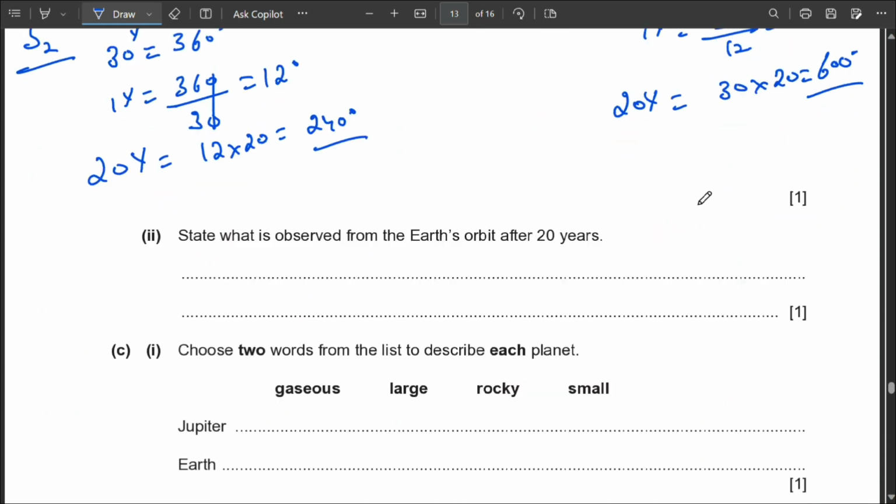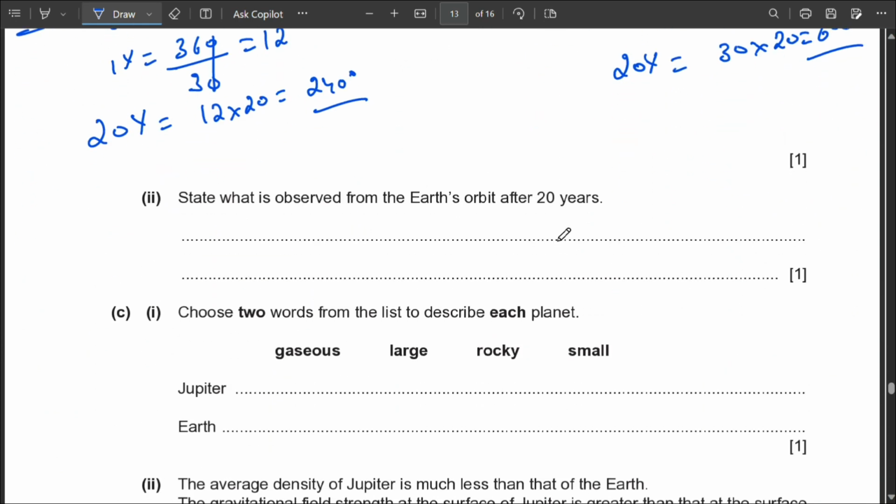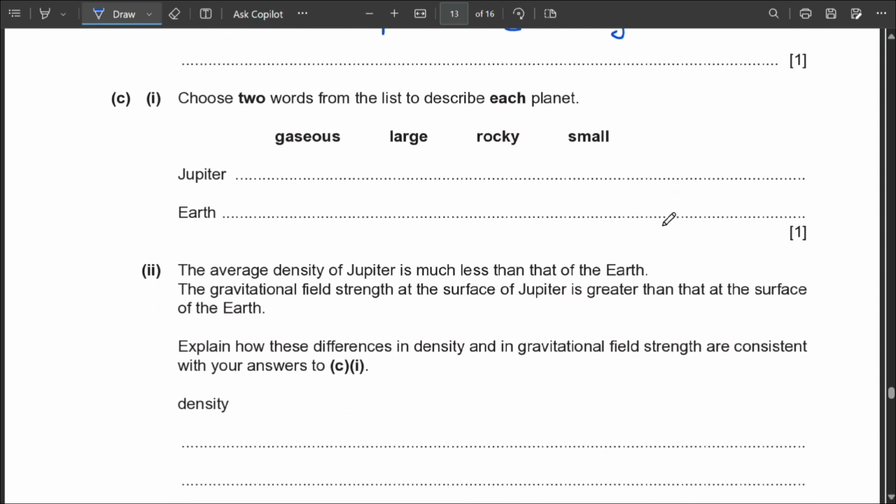State what is observed from Earth's orbit after 20 years. So you can write Saturn and Jupiter are again aligned now. Okay, they are aligned.